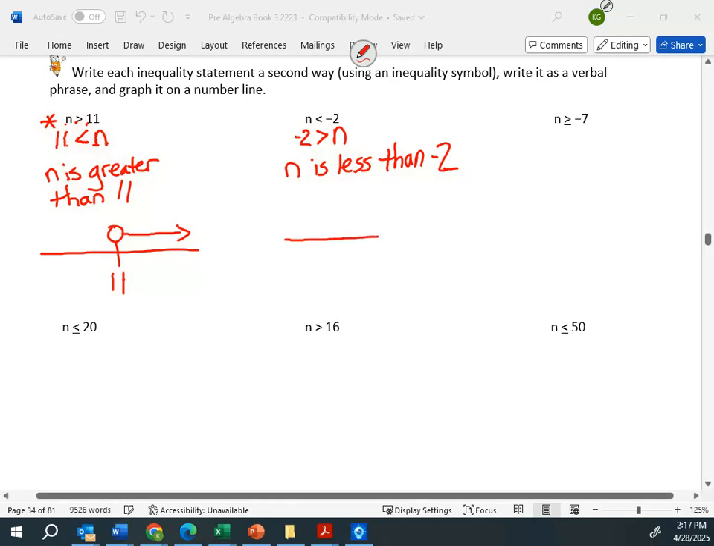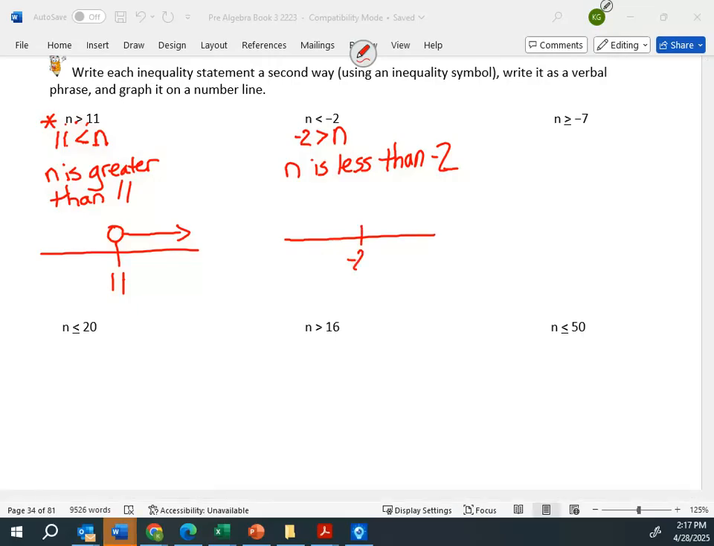Last part is to graph it. So I have my 3 steps. First step, make my number line. My number is -2, so I'm putting that on my number line. Second step is my circle. Is it going to be open or closed? Open circle means it cannot be -2.